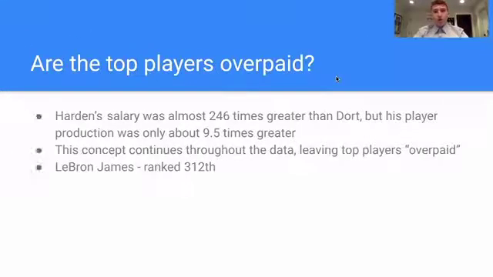So now the question arises, are the top players being overpaid? Well, Harden's salary was almost 246 times greater than Dort's. However, his player production was only about 9.5 times greater. This concept continues throughout the data, leaving top players, quote, overpaid. LeBron James, who you expect to be the number one player, actually ranks 312th in the player value rankings.